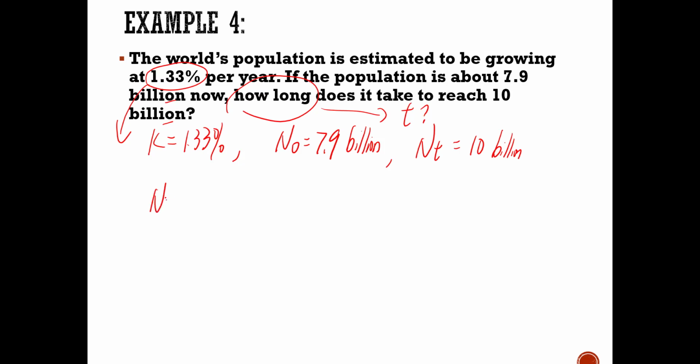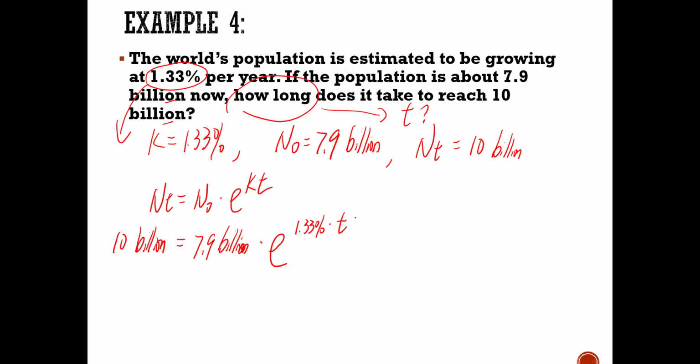So throwing all the numbers in here, 10 billion equals N_0, which is 7.9 billion, times e to the kt. We know k is 1.33%. Time t is the only unknown, so we're solving for time t. Step number 1, we divide both sides of the equation by 7.9 billion. As you can see, we have the same unit, so they offset each other.